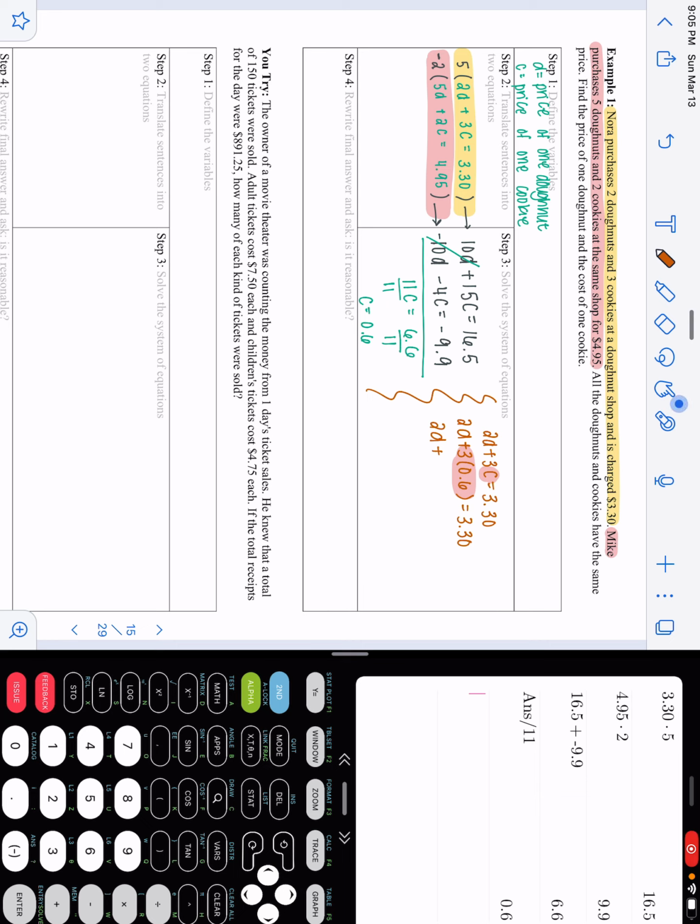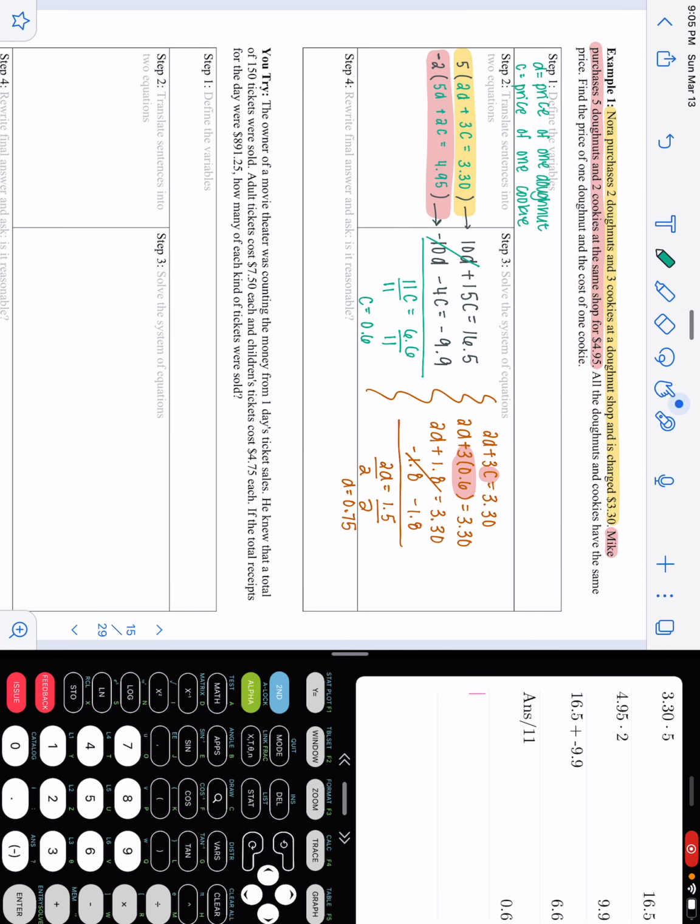3 times 0.6 is 1.8. Now we're going to subtract 1.8 from both sides. I get 2D is equal to 1.5. Divide by 2 on both sides. We get D is equal to 0.75. So this kind of makes sense to me, right? A cookie costs 60 cents and a donut costs 75 cents.